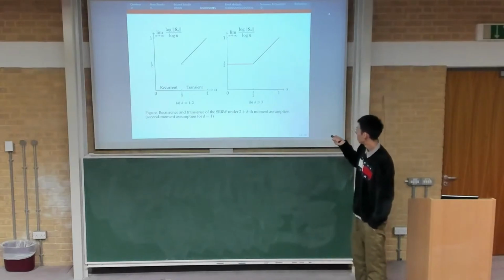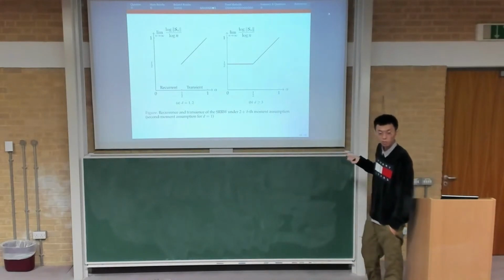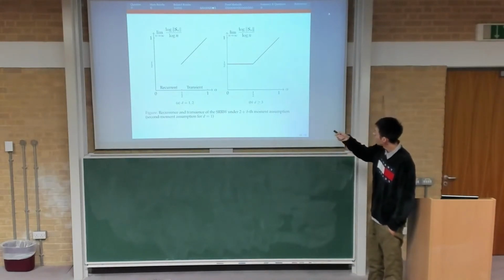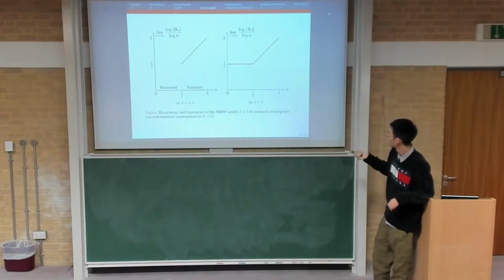And for higher dimensions, it's always transient for any alpha between 0 and 1. One can also show that in any dimension there is a phase transition. Even though one can say that it's transient, if you look at the escape rate, there's a phase transition at 1/2.